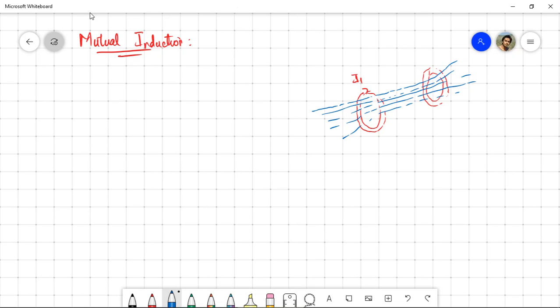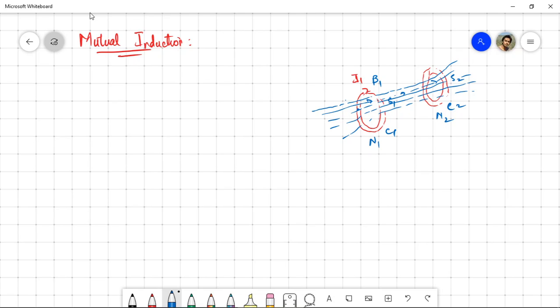And as you can see from this figure, this flux that is being generated due to the presence of this current in this coil is linking with another coil. This is coil 2, this is coil 1. It has a surface area S2, surface area S1, number of turns N1, number of turns N2, and the magnetic field density that is being produced due to the current passing through the first coil is B1.